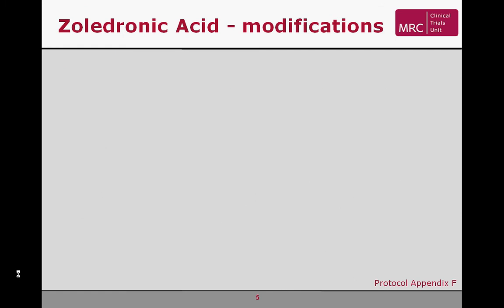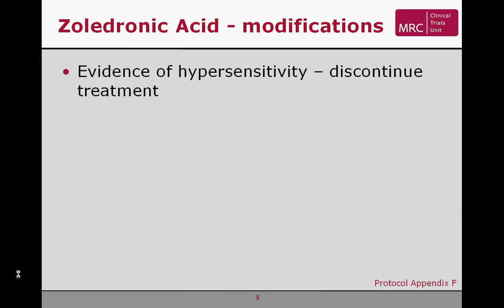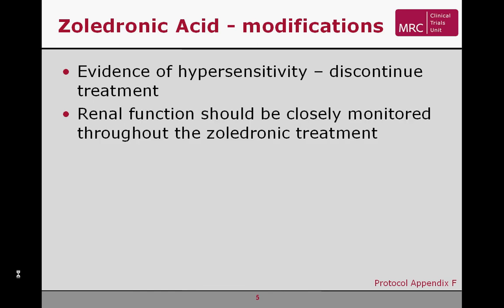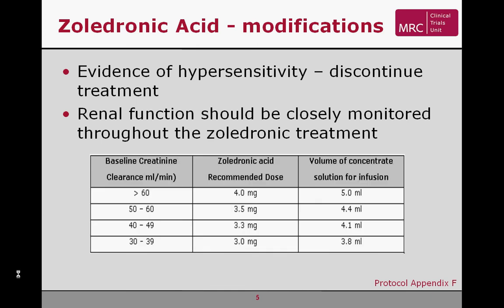So in regard to dose modifications for zoledronic acid, if there's evidence of hypersensitivity to zoledronic acid, then it should be immediately discontinued. And in addition, patients receiving zoledronic acid should have their renal function closely monitored. The table on the slide gives details of the required dose modifications, but for further information please refer to Appendix F of the protocol.